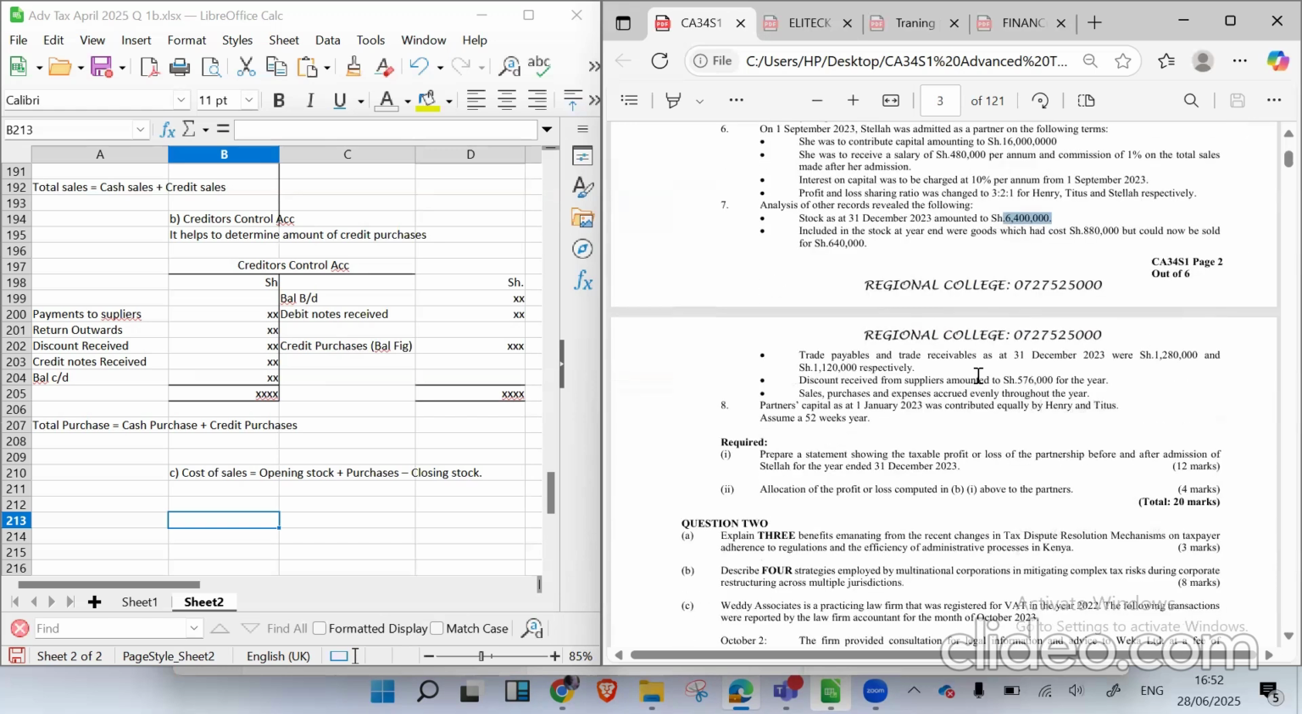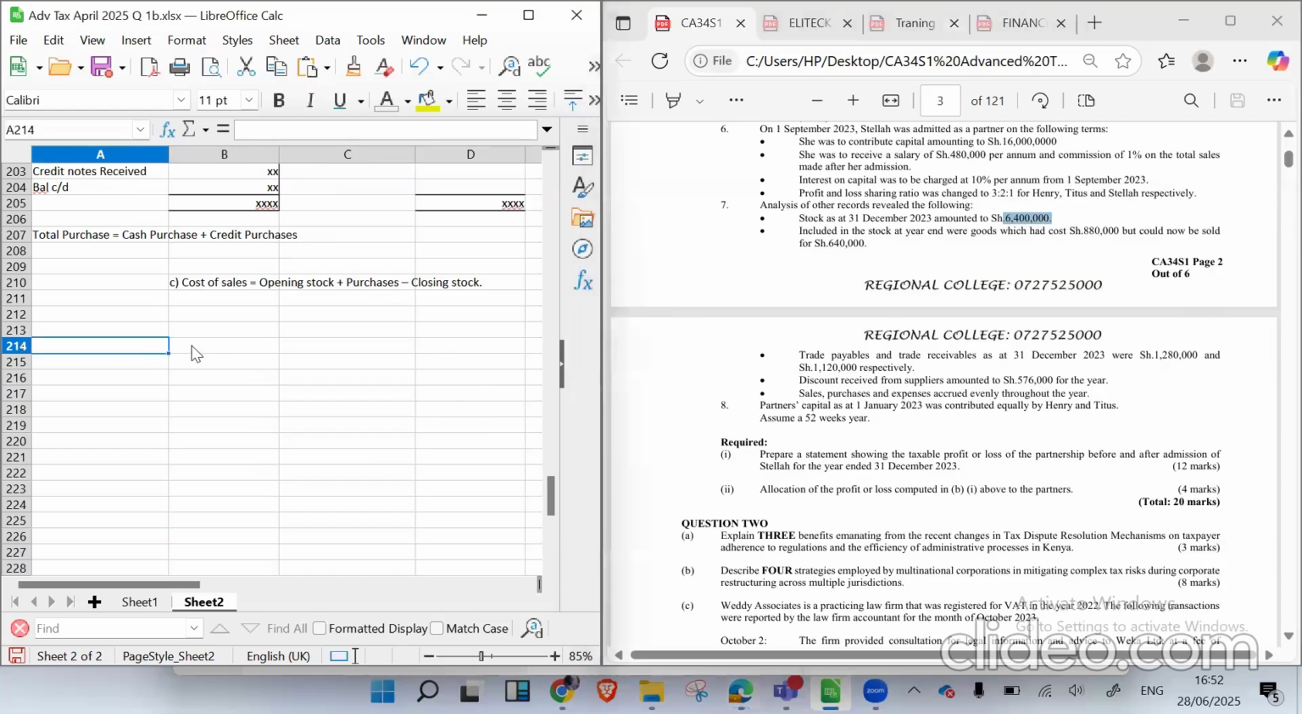Trade payables and trade receivables as at 1st December 2023 was 1280 and 1120 respectively. Discount received from suppliers amounted to 576,000 for the year. That is discount received. Sales, purchases, and expenses accrued evenly throughout the year. Partners' capital as at 1st January 2023 was contributed equally by Henry and Titus. Assume a 52 weeks year. So prepare a statement showing the taxable profit or loss of the partnership before and after admission of Stella for the year 2023.